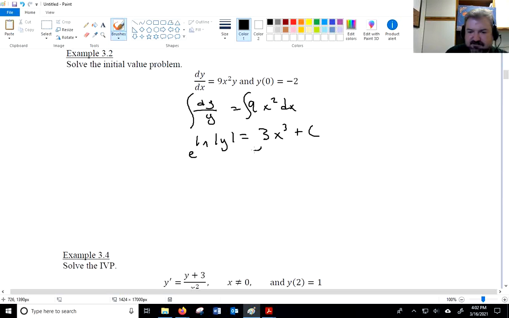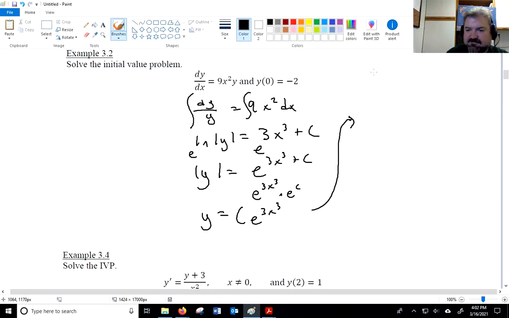I'll then put e to the power on both sides, and I get the absolute value of y equals e to the 3x cubed plus c. But for the same reason that we showed earlier, I can realize that this is the same as e to the 3x cubed times e to the c, and then get rid of the absolute value bars and just call e to the c some C times e to the 3x cubed. I'll plug in my initial condition that when x equals 0, y is negative 2.